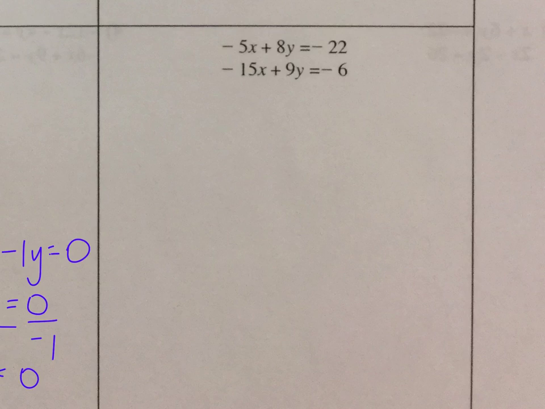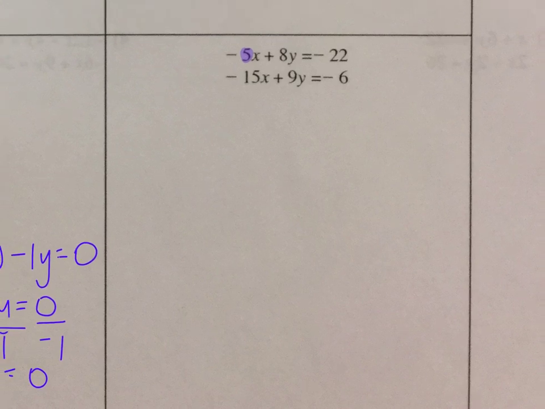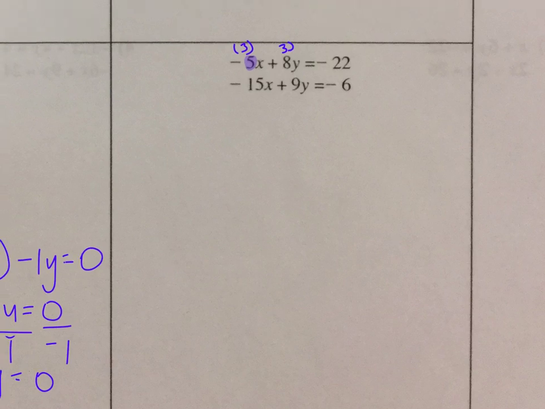Okay, this one's a tad different because I've got my negative 5x, my 8y, negative 15x, and 9y. None of those are just a plain x or a plain y that I can just multiply and get an easy answer to make them cancel out. But I can look at these, and the smallest number I have on here is this 5. And it's really easy to turn a 5 into a 15. We just multiply by 3.